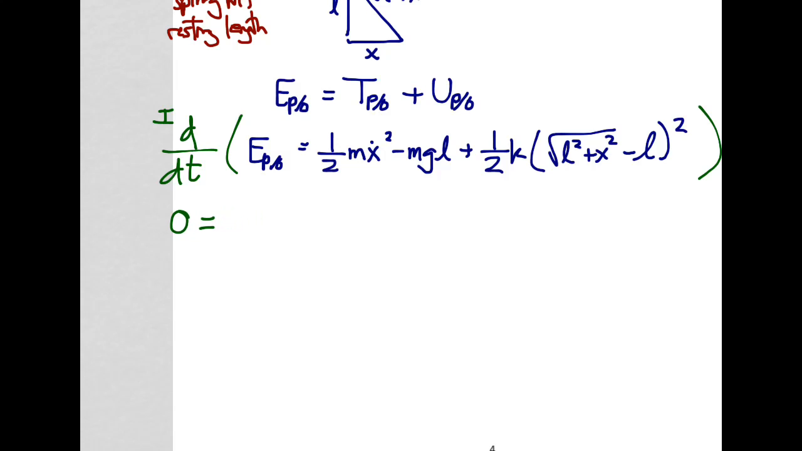So for our first piece, 1/2 m x dot squared, the time derivative, because we're going to pull our 2 down, ends up being m x dot x double dot, and then the time derivative of our potential energy is 0 because it's constant, so that's minus 0.